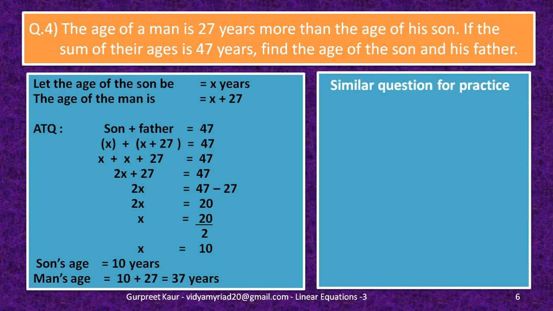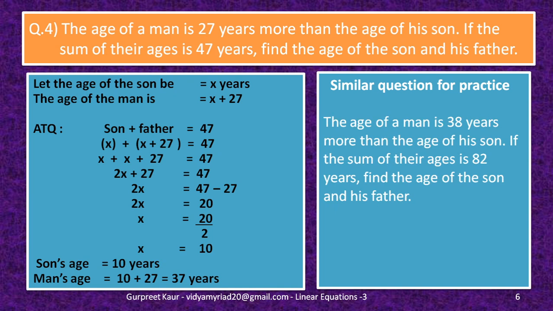For your practice, I have given one similar question which states that the age of a man is 38 years more than the age of his son. If the sum of their ages is 82 years, find the age of the son and his father. Please solve it and find out their ages. See that your son age comes to 22 and father's age comes 60 years.